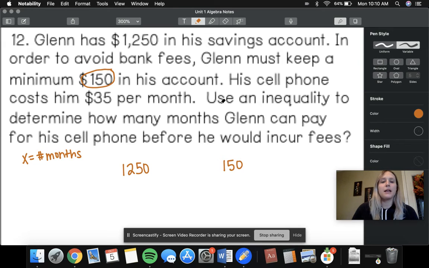And what is happening is from this $1,250, he's spending $35 a month for his cell phone. So I'm going to take off $35 every single month. Okay? So we need to have a minimum of this amount. So this needs to be the smallest amount that he has in his bank account or more. Okay, so 150 is the smallest amount, so I'm going to make that the smallest. It could also be 150, but it would probably be cutting close.